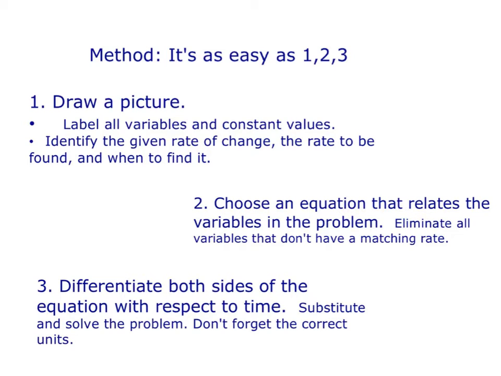You're going to identify the given rate of change, right? The pile is being created at a particular speed, okay? The rate is found and then how to find it. Then you're going to choose an equation that relates the variables in the problem. Is it a change in volume? Is it a change in area? And so you're going to do that. Eliminate all the variables that have no matching rate. And then the third thing we're going to do is just differentiate both sides of the equation with respect to time. And so once again, these are story problems, so there are going to be rates, so we are going to have to put the units at the end. All right, so let's start our first one.